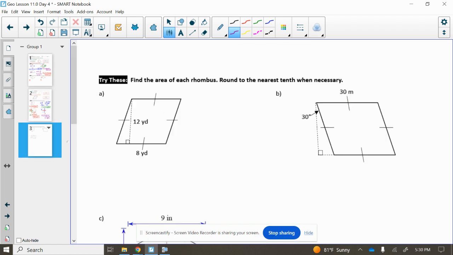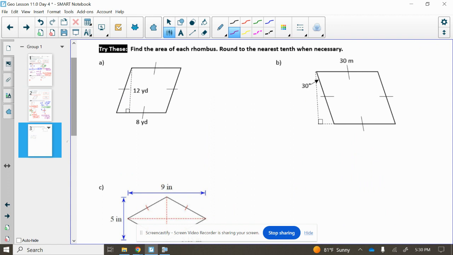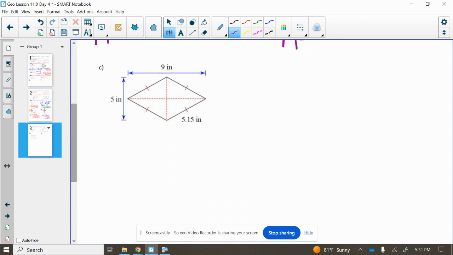The last page has 3 examples for you to try. The first, you are given the base and the height. Find your area. The second, you are given the base. You need to find the height and then ultimately the area. And then last but not least, you are given the 2 diagonals.